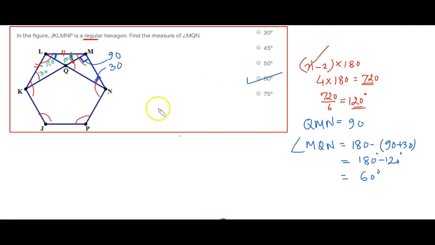Hope you have understood the concept and how to solve such questions.